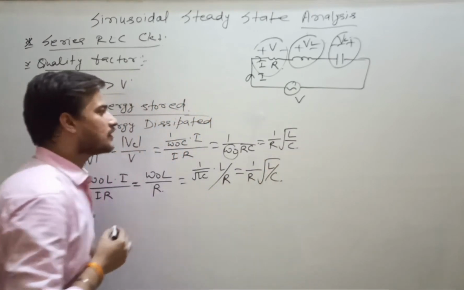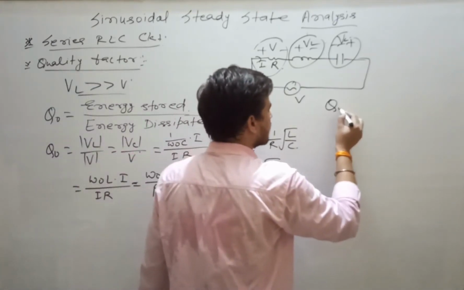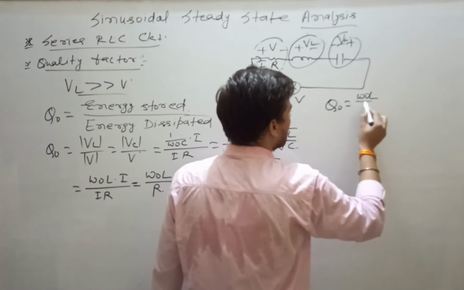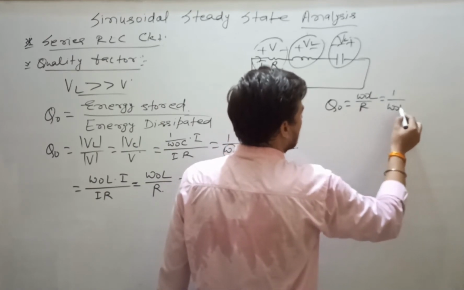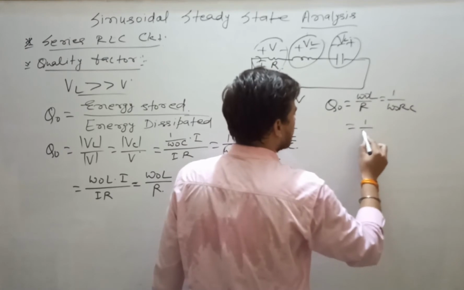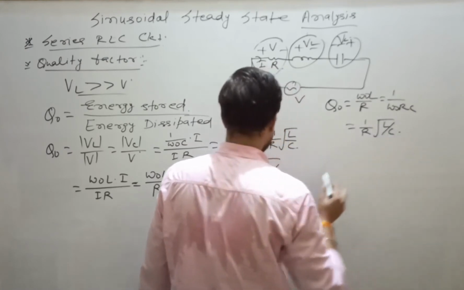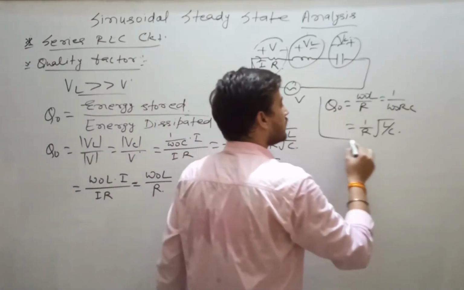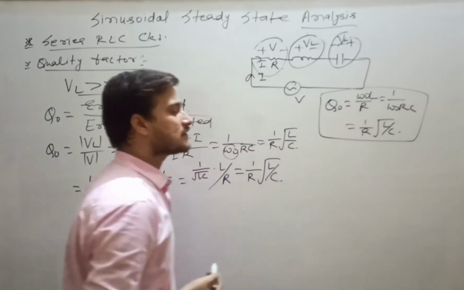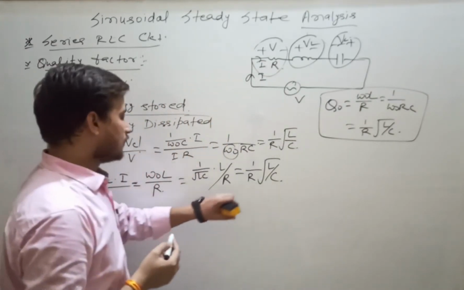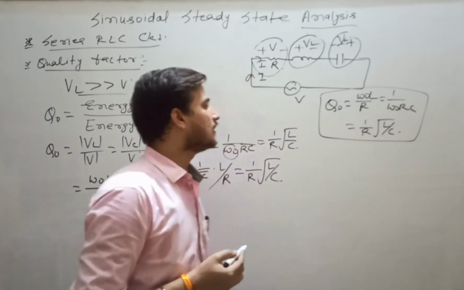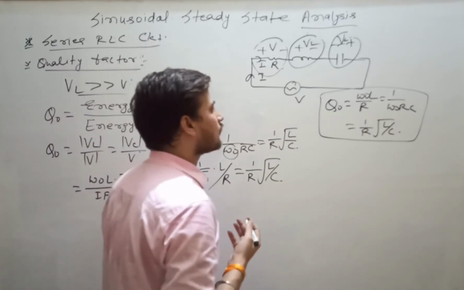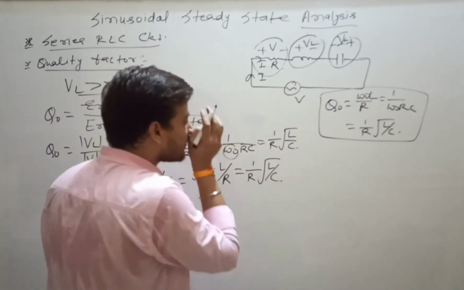So what is the conclusion? The conclusion is that the quality factor of the circuit is equal to omega naught L by R, or it is equal to 1 upon omega naught RC, and the whole term is equal to 1 upon R under root L by C. This is the expression for quality factor in series RLC circuit. We will discuss parallel RLC circuit later. Clear? Once you have the expression of quality factor, next we write the expression for bandwidth.